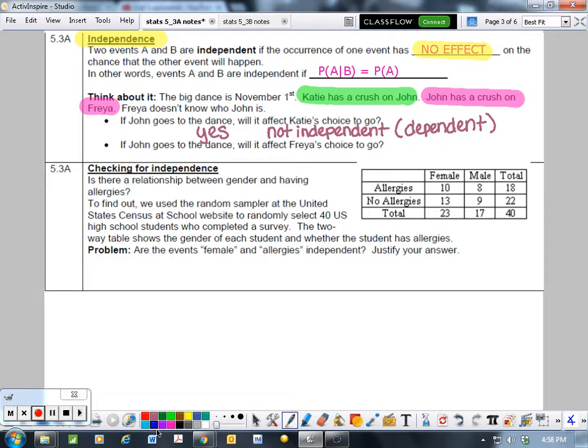Okay, if John goes to the dance, will it affect Freya's choice? Now, John has a crush on Freya, but Freya doesn't even know who he is. So that's not going to affect how she chooses to spend her evening. So this is no. And this would be independent events. Helps if I can spell that correctly.